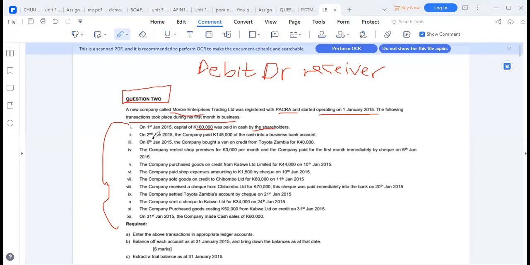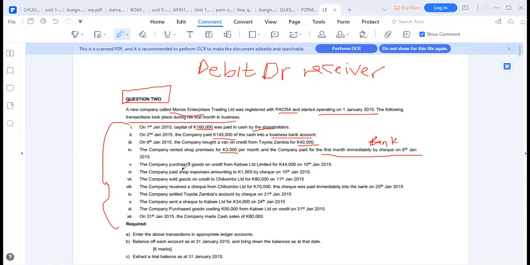On the 2nd January 2015, the company paid 145,000 of the cash into the business bank account. Then on the 6th January 2015, the company bought a van on credit from Toyota Zambia for 40,000. Then the company rented shop premises for 3,000 per month, and the company paid for 30 months immediately by check, which is the bank. Anything to do with the check, to me, is the bank we're talking about.